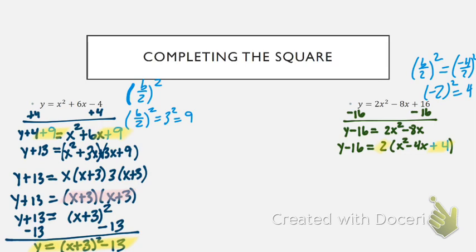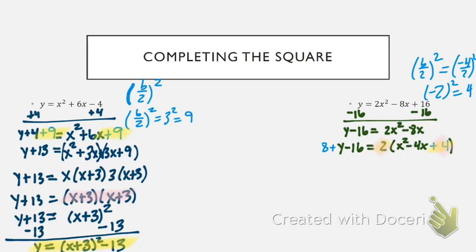I'm multiplying that blue 4 by that green 2. So on the left side, I actually have to add 8. And again, we're adding 8 because 2 times 4 gives me 8. The 4 is inside the parentheses, so I have to multiply it by what's outside the parentheses before I add it to the other side.